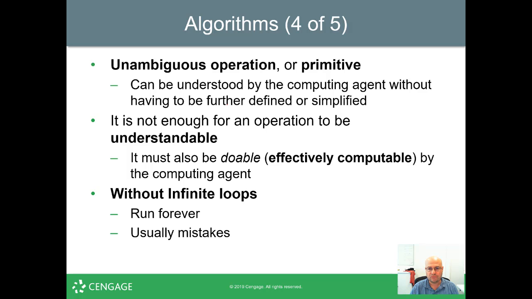Right. What do I mean by unambiguous operation or primitive? It means that it's an operation that can be understood by a computing agent without having to be further defined. It's not enough for an operation to be understandable. It must also be effectively computable by the computing agents. And we should also avoid infinite loops, which are repetitions that run forever. They are usually mistakes.